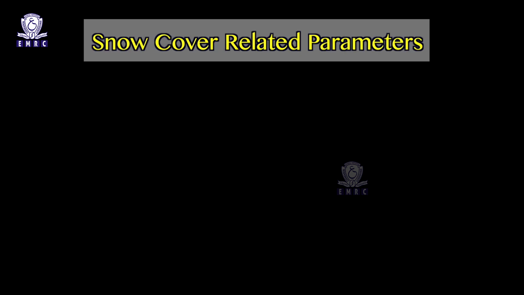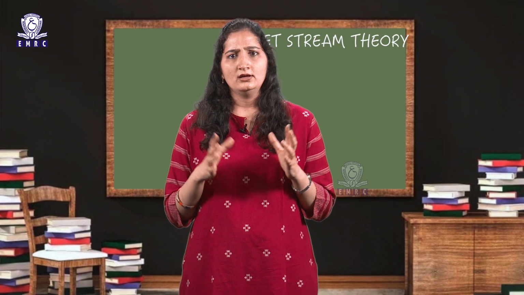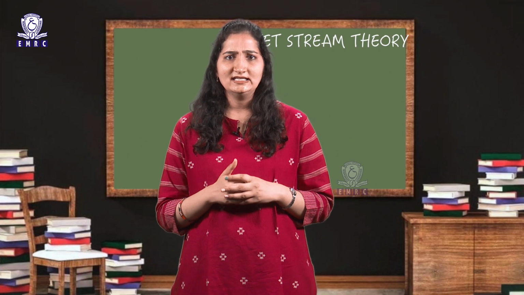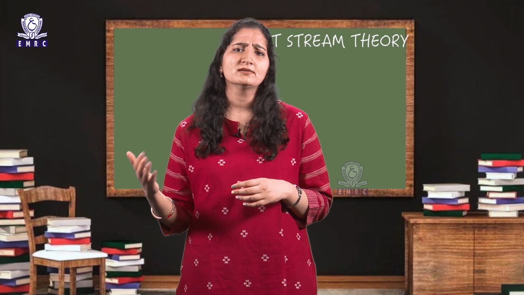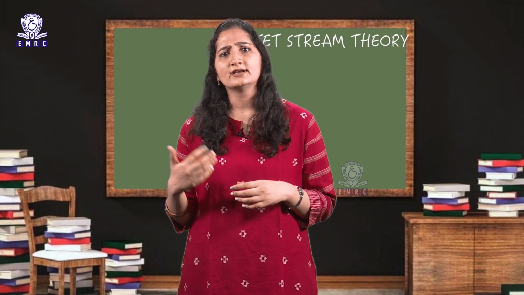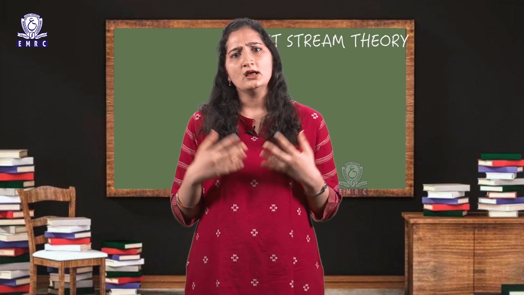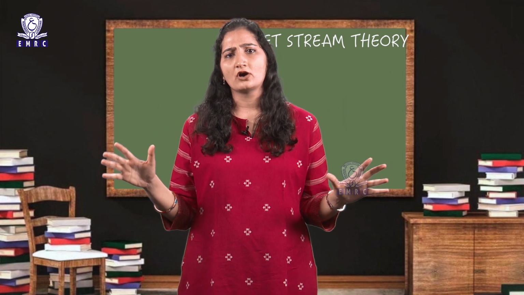The snow cover related parameters include the Himalayan region from January to March, and the Eurasian region from the previous December. It was observed in the late 80s that whenever more than 50% of the parameters showed favorable signals, the monsoon rainfall in India was normal, and when 70% or more parameters were favorable, the monsoon rainfall was above normal.